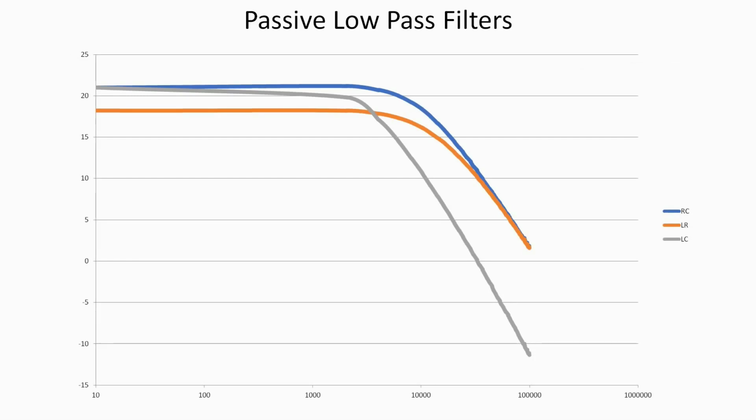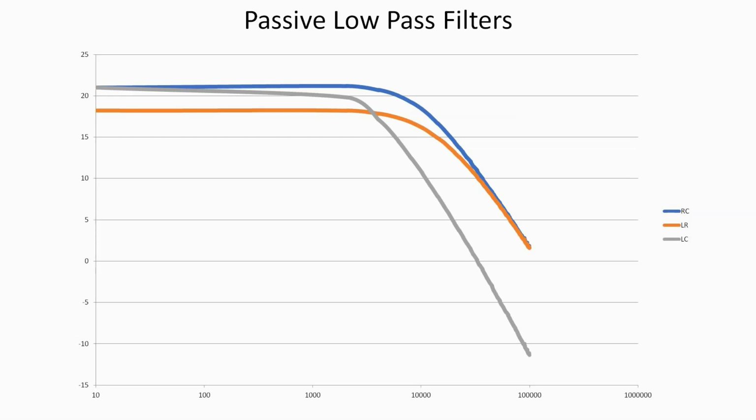So the blue and the reddy brown curves are the RC and the LR curves there. Passive first order filters, and the LC is a second order filter, and you can see straight away a marked difference in the speed that the curve begins to descend. So that's passive filters, first and second order.